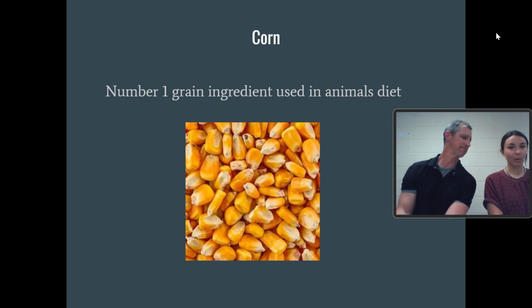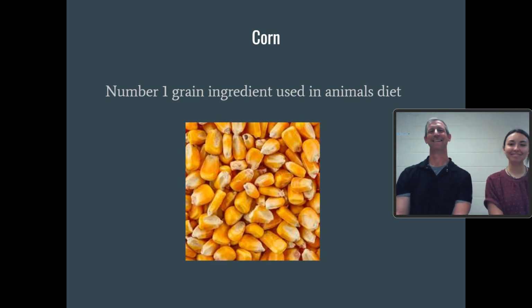All right. Corn. So this one's pretty easy. Everyone's familiar with corn, I hope. It's the number one grain ingredient used in animal diets. So you might eat corn for dinner, but it's different than the corn that we're feeding our animals. This corn is dry and not the corn that you're going to eat for dinner.